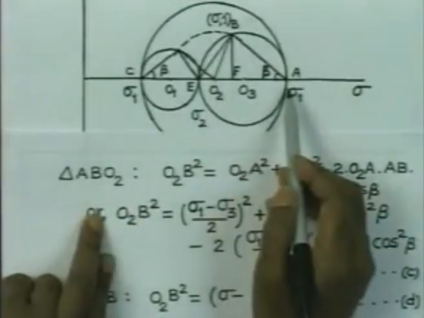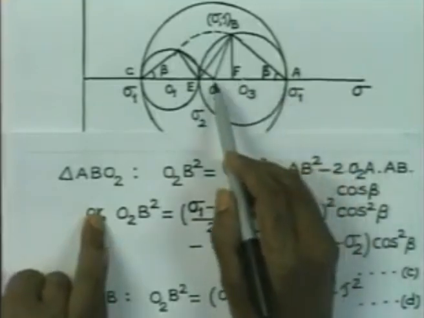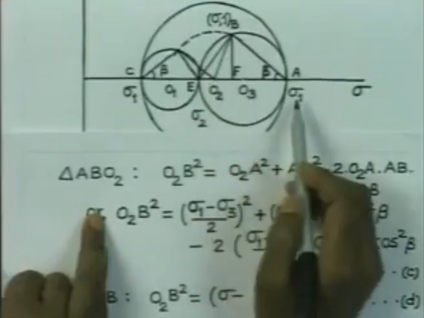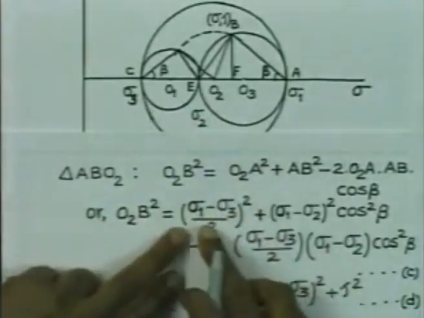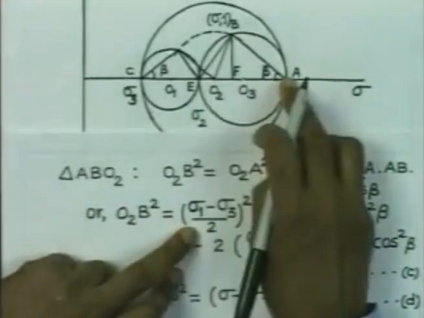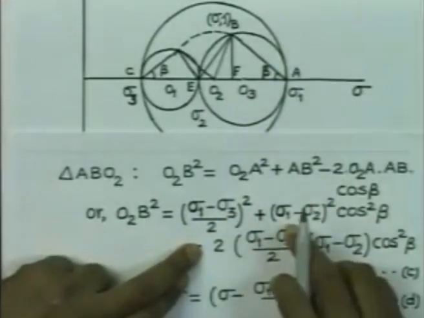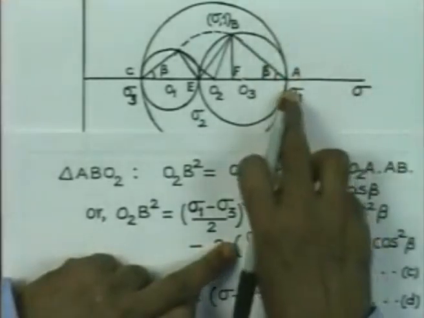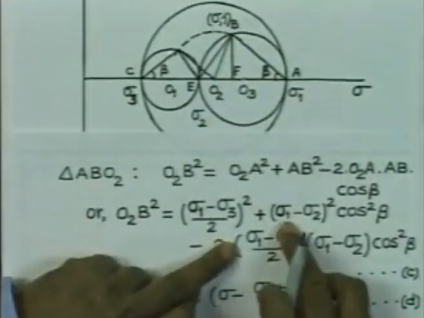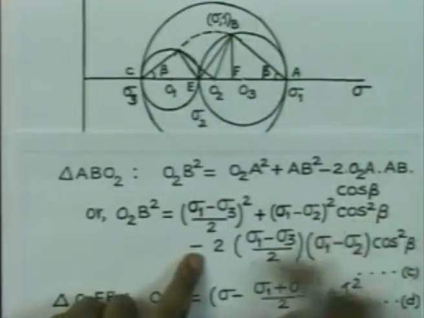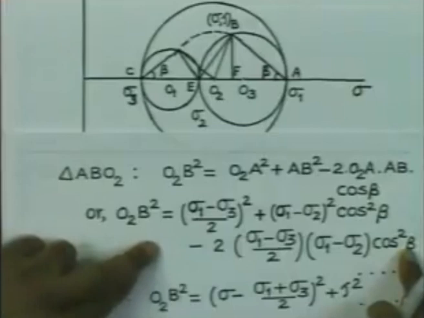Now, O2B is nothing but sigma 1 minus, this is the center of the circle, sigma 1 plus sigma 3 by 2. So, therefore, it is going to be sigma 1 minus sigma 3 by 2, and this distance squared, and we can get AB. This is sigma 1 minus sigma 2, so the cosine component of that will give me AB. So, therefore, it is sigma 1 minus sigma 2 cos square beta minus; we substitute the values of O2A and AB, that gives us this relation.